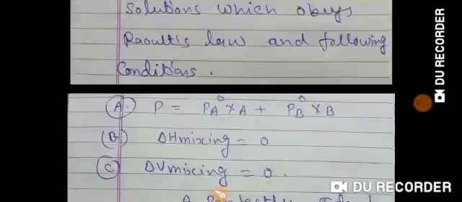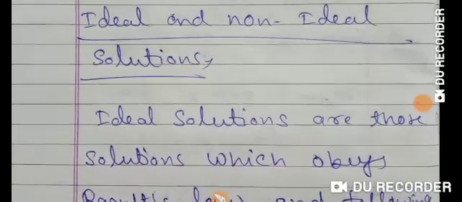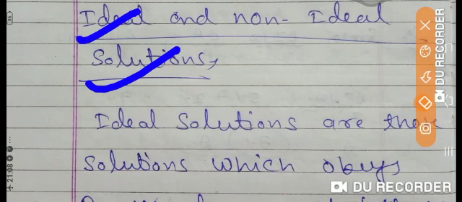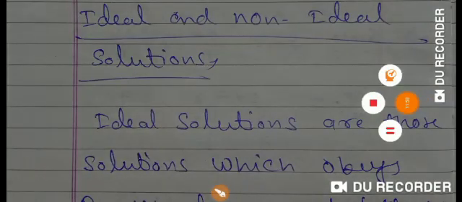So we have completed the following heading today. What is the heading? The heading is non-ideal solutions and ideal solutions. What are their conditions and what are the examples of that? So this is, students, the end of your video number 16 for chapter 1.